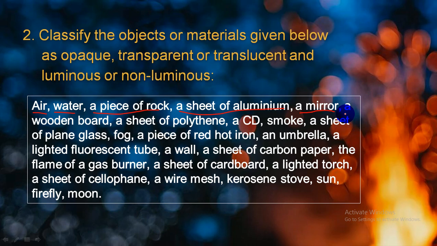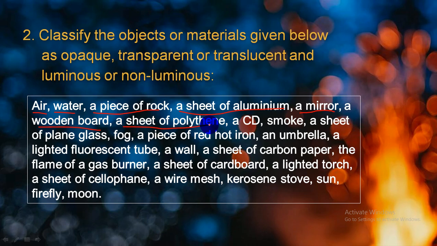Okay, moving to the next, a wooden board. Very easy to understand. It is an opaque object and non-luminous. A sheet of polythene. Okay, now over here it depends on which kind of polythene it is. Suppose it is a black polythene, we cannot see through it, so it is considered opaque.